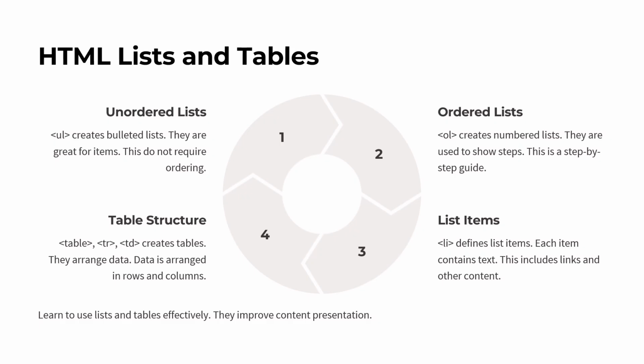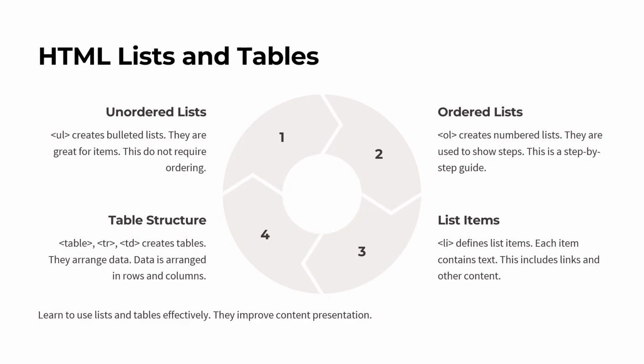HTML provides different ways to organize and present content effectively using lists and tables. These elements help structure information in a clear and readable format, making it easier for users to follow and understand. Unordered lists are used to create bulleted lists, which are ideal for displaying items that do not require a specific order. They are commonly used for navigation menus, feature lists, and general item groupings.